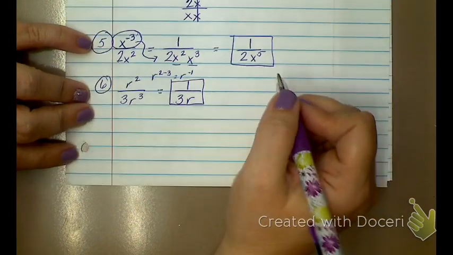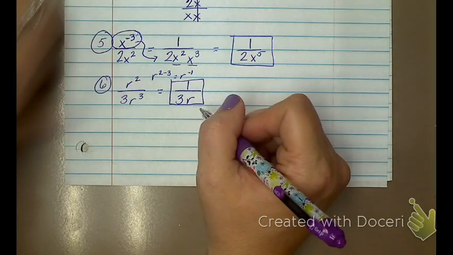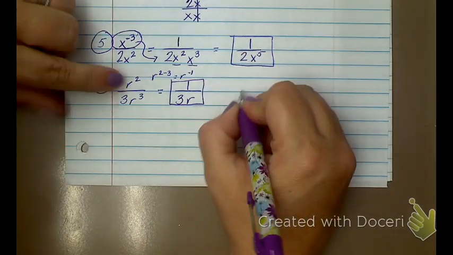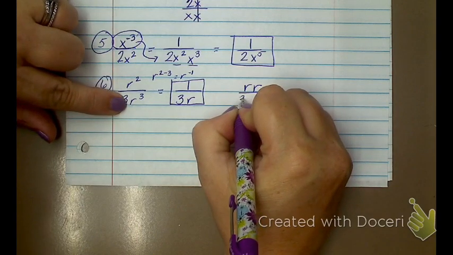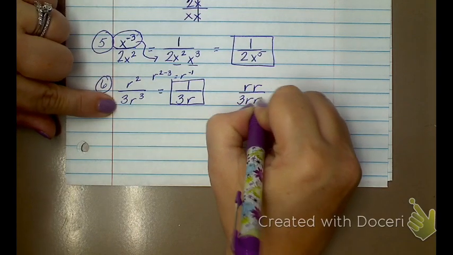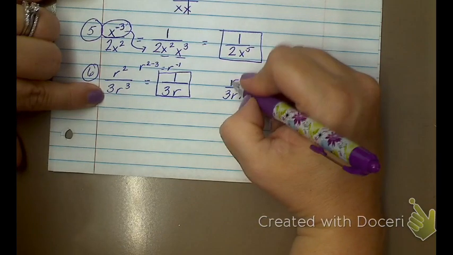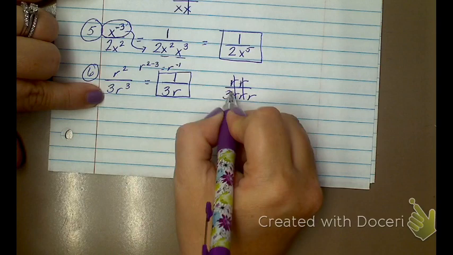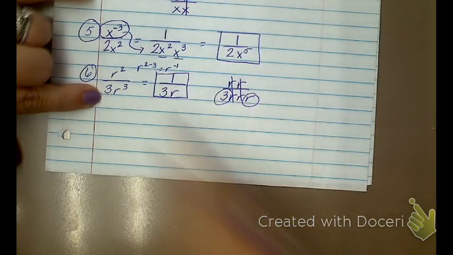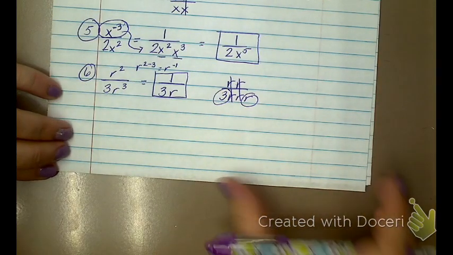If I'm ever curious about where that r is going to be left, or where that variable is going to be left, think about the fact that you have 2 r's on top and 3 r's on the bottom. I have 3 r. I'm like a pirate. Cross those out. I have nothing left on top. That's the 1, and I have 1 r left on the bottom. That's what's going on there.